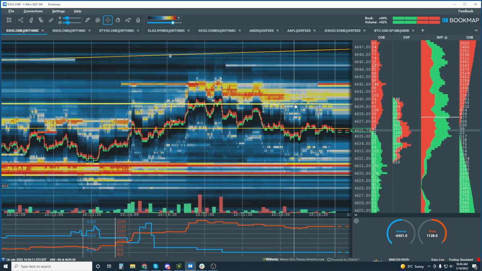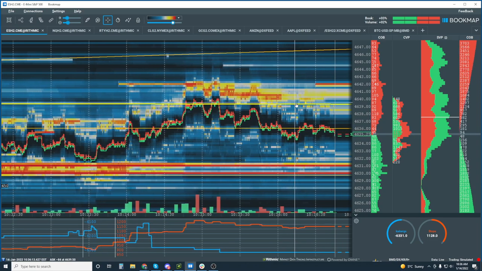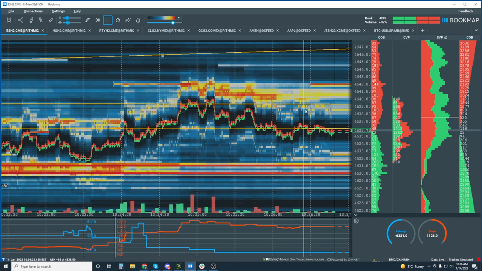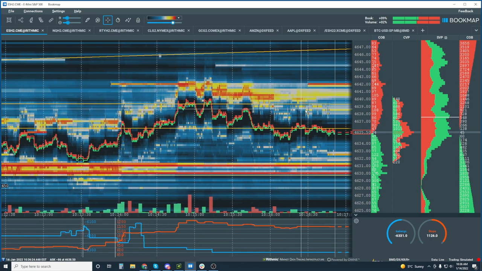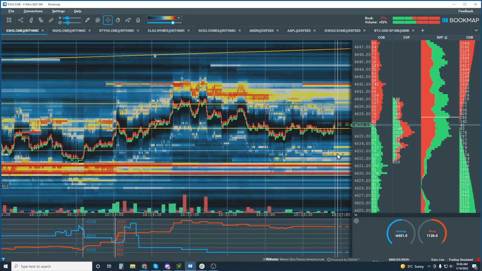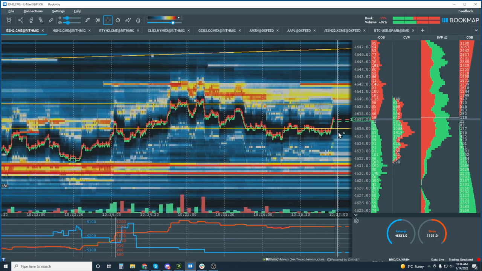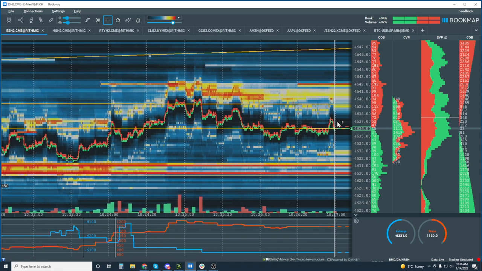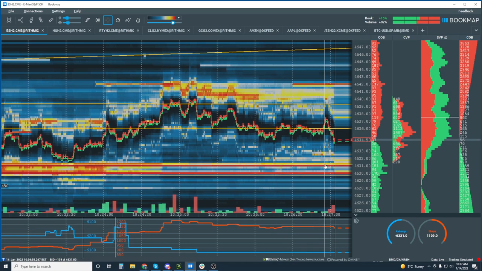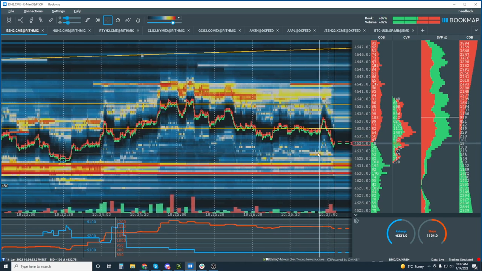Okay, looking for something, looking for a distinction here. Okay, this is a distinction right here. See that distinction? And look at the movement. Okay, it's not much of one. It's a smaller one.